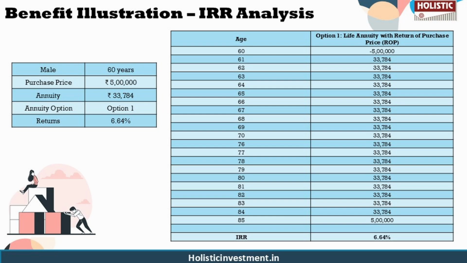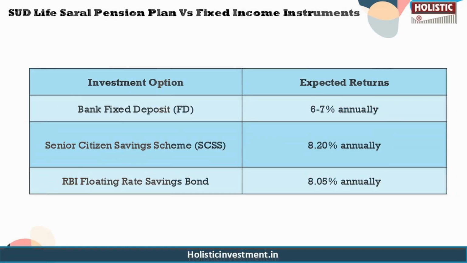Now that we know that this policy is not giving us the desirable outcome that we need, let us now take a look at other investments in this comparative analysis. First, we are going to take a look at other fixed income investments.